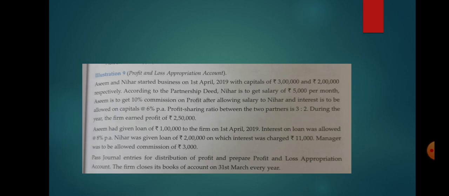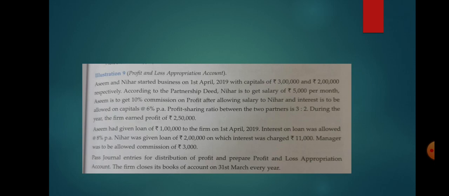Asim is to get 10% commission on profit after allowing salary to Nihar and interest allowed on capital at the rate of 6%. That simply means Nihar gets a salary of 5,000 per month and Asim gets 10% commission. So when we calculate this 10% commission, we have to deduct both Nihar's salary and interest on capital from the given profit. After that, we calculate the 10% commission. This is what it means: after allowing salary to Nihar and interest on capital.